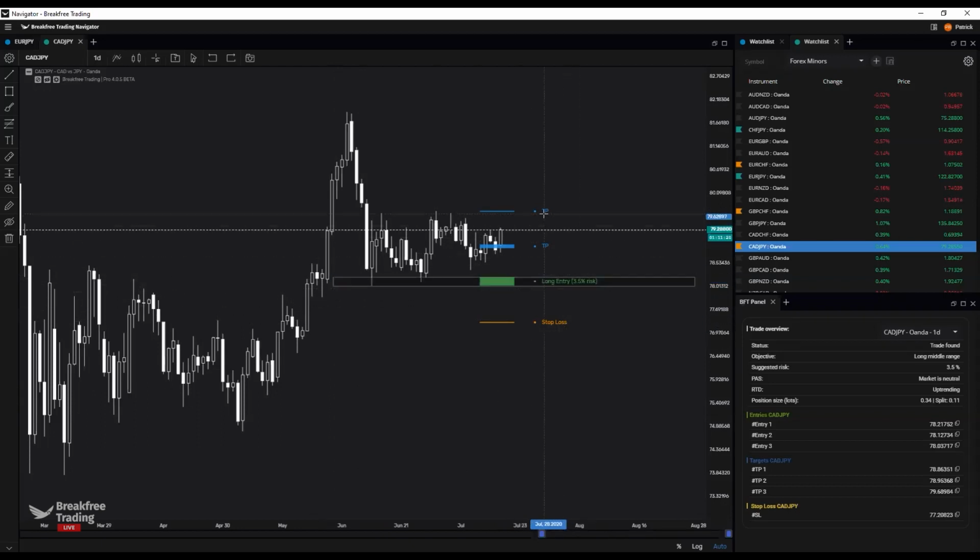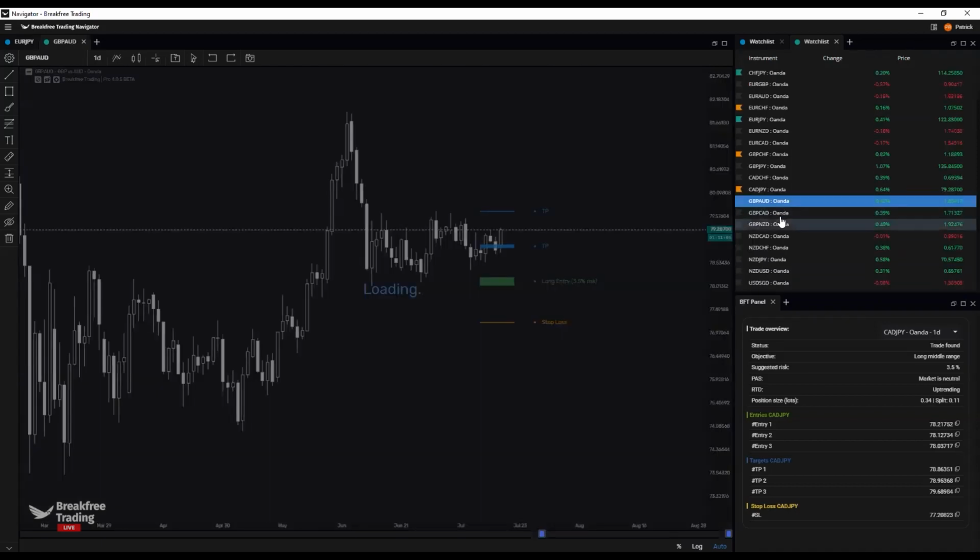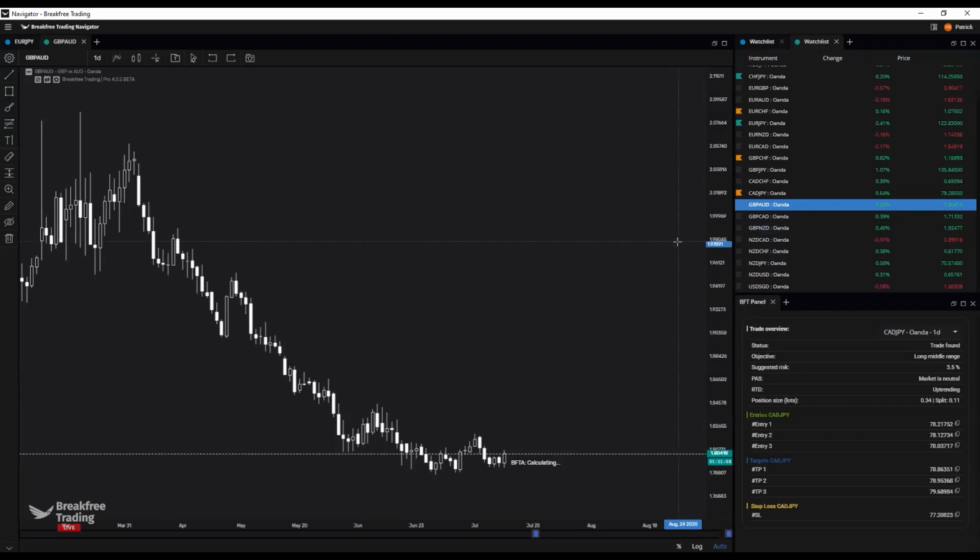So this one, CADJPY, is probably going to hit TP2. If you're in it, it's probably going to hit TP2, especially if it closed like this. You're going to have a nice run to TP2. Okay, we're almost through the list, and then we can do the questions.